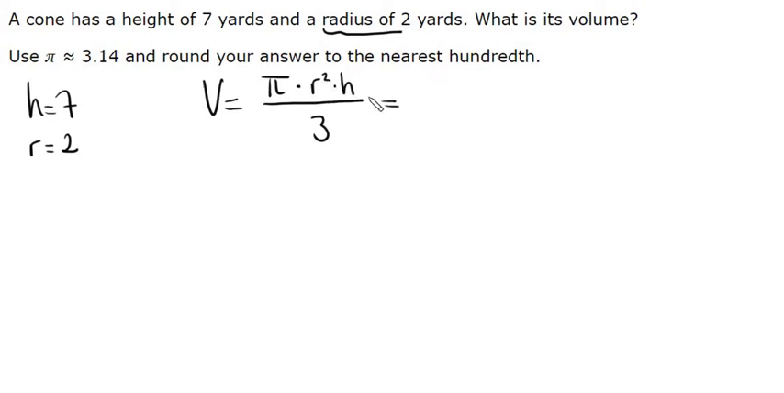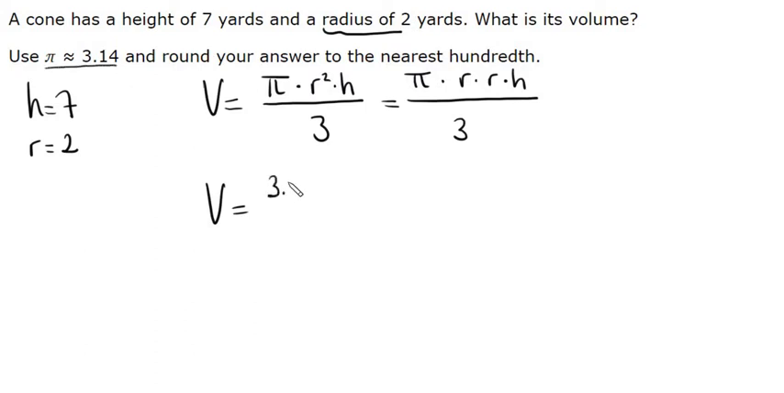But instead of r squared, I'm going to write r times r: pi times r times r times h divided by 3. So the volume is going to be, pi is 3.14, times the radius is 2, times again the radius is 2, times the height is 7, divided by 3.